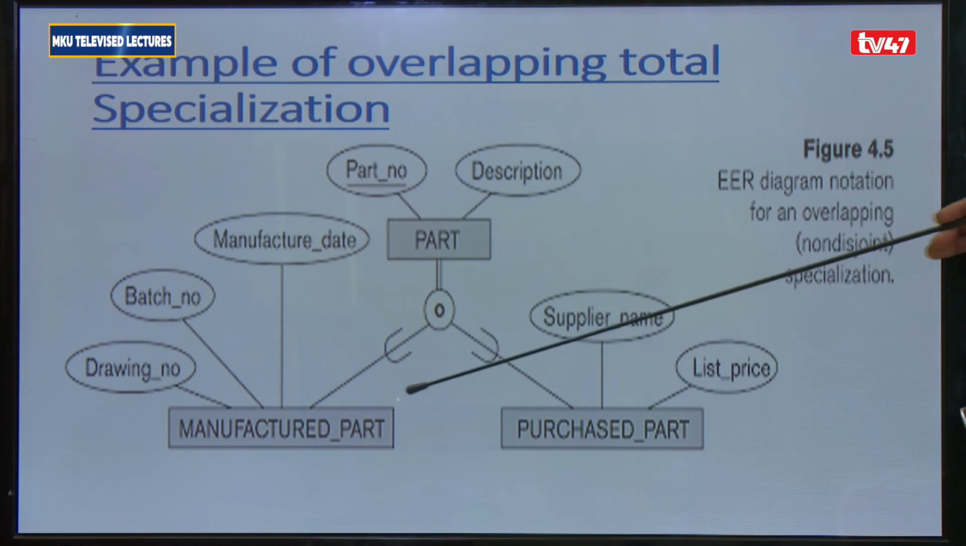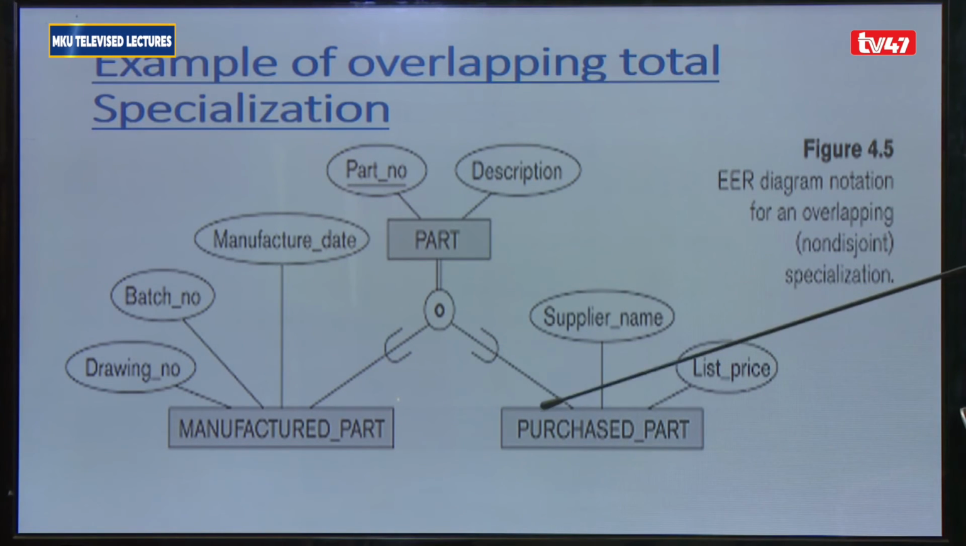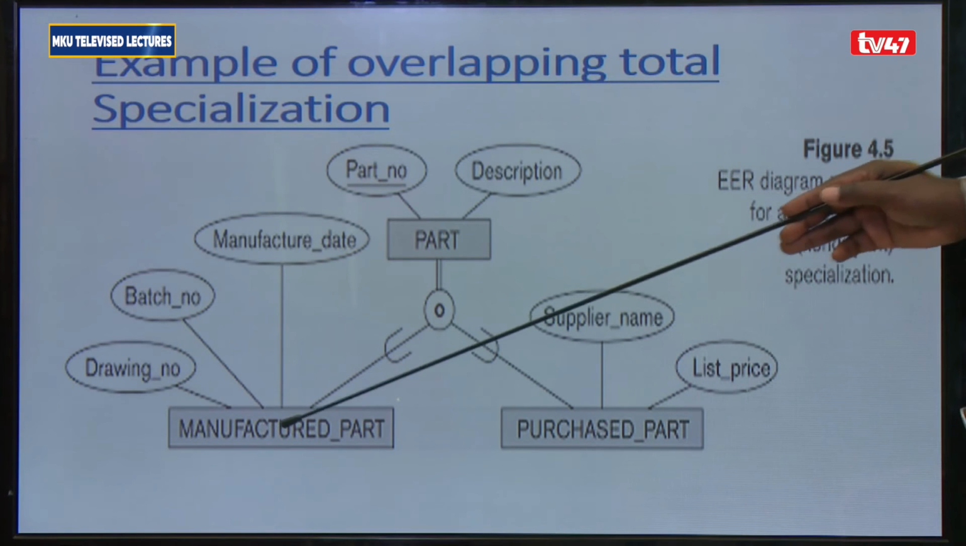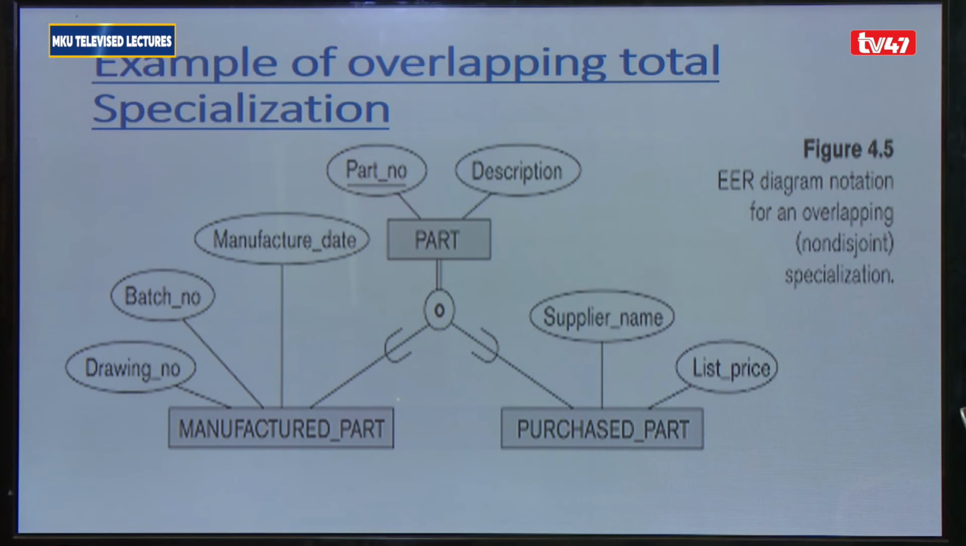There are components that are manufactured and there are purchased components. So it has both. And that is where the O is coming in, because some parts might be both manufactured and purchased, or might comprise components that are manufactured as well as purchased.